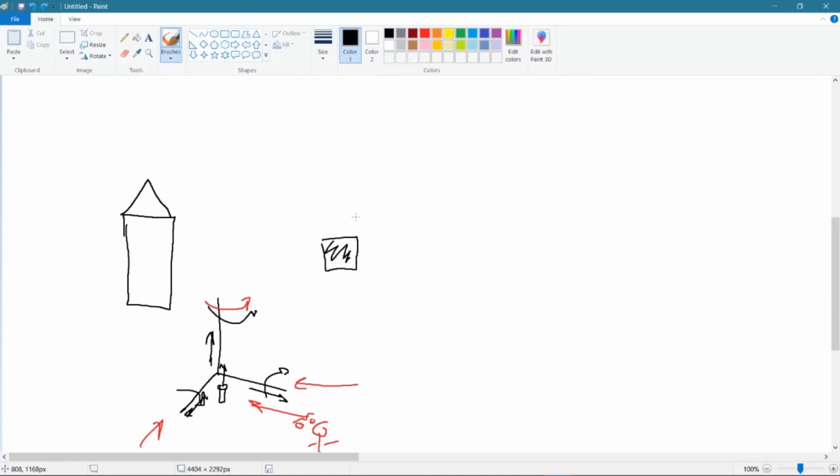So what we will have is essentially these axes of freedom. We'll have a rotation, which I will call theta. We will have a translation, which we will call z. And then we have upwards, x.